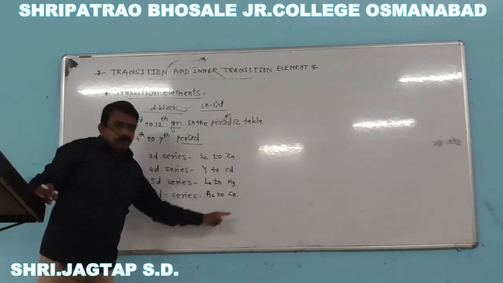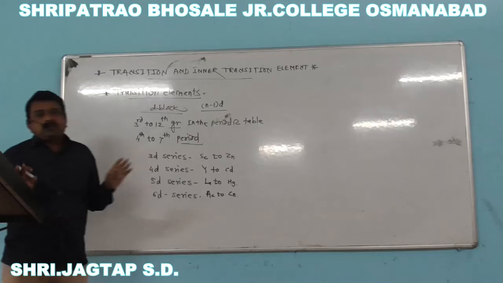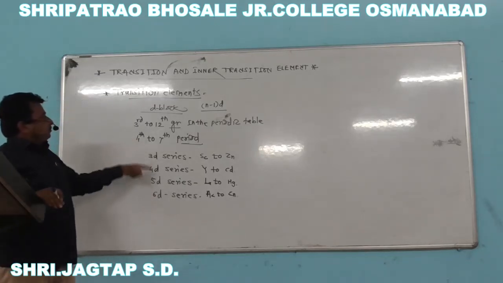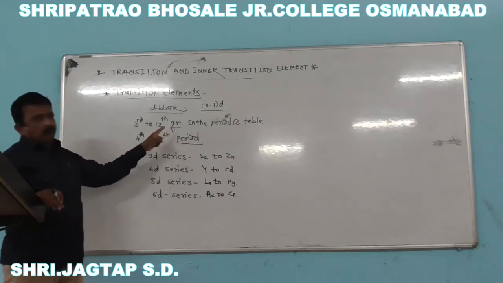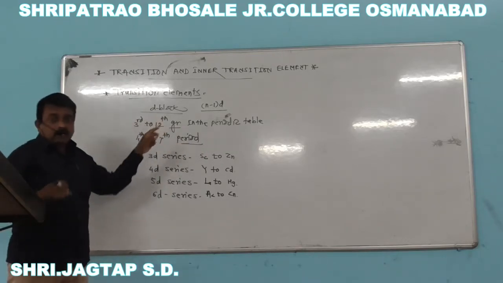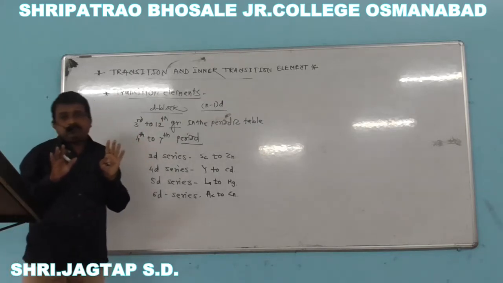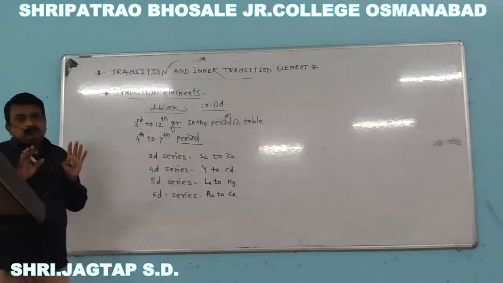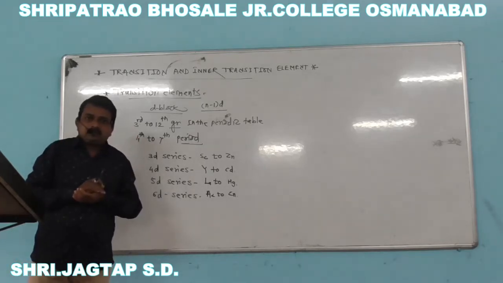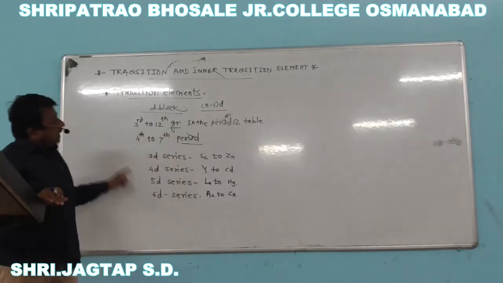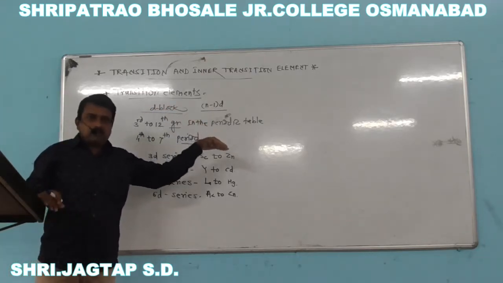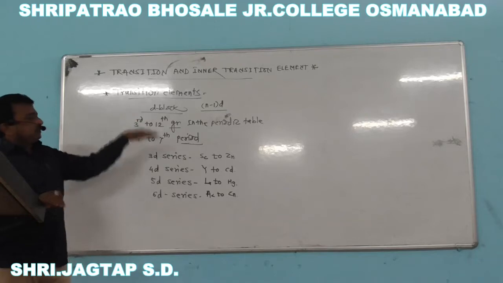All these elements have the last differentiating electron entering into d orbitals. Therefore, they are called d block elements. That is, transition elements are found in the d block. In the modern periodic table, all these elements, whose last differentiating electron enters into d orbitals, are called d block elements.